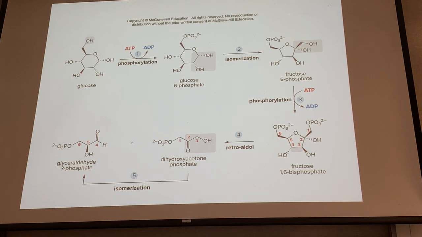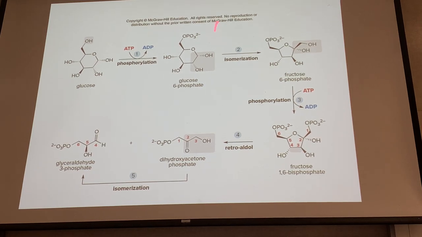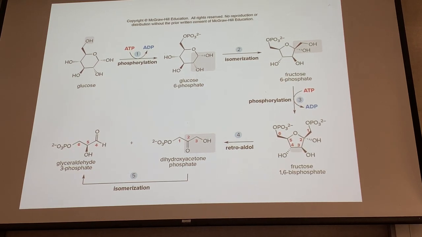a phosphate. That's just going to be an SN2 type of process, the alcohol attacking the phosphate on the end of the chain, giving us glucose 6-phosphate and ADP. Okay. And then in our second step, we are going to isomerize glucose 6-phosphate into fructose 6-phosphate.